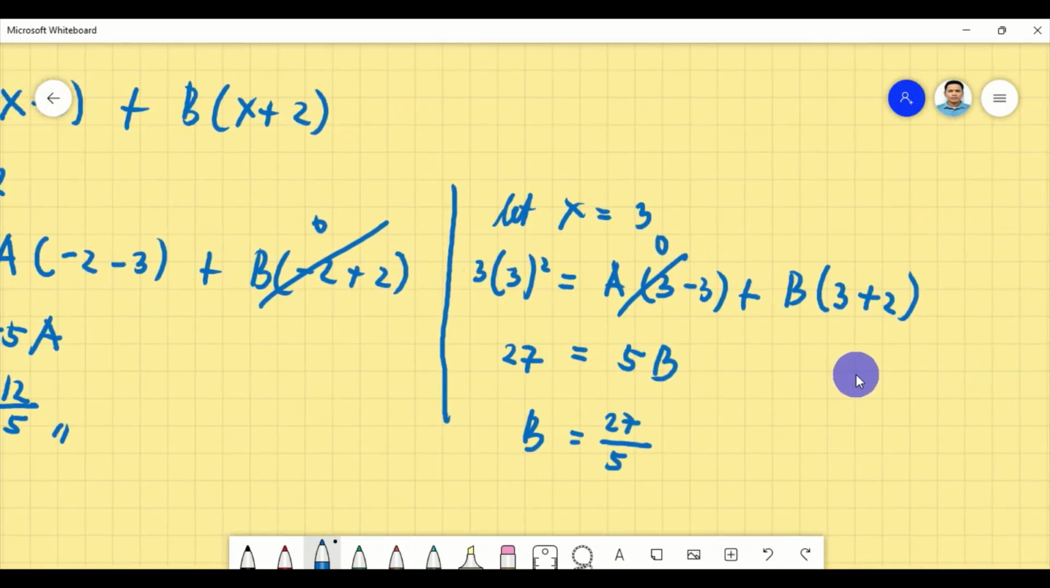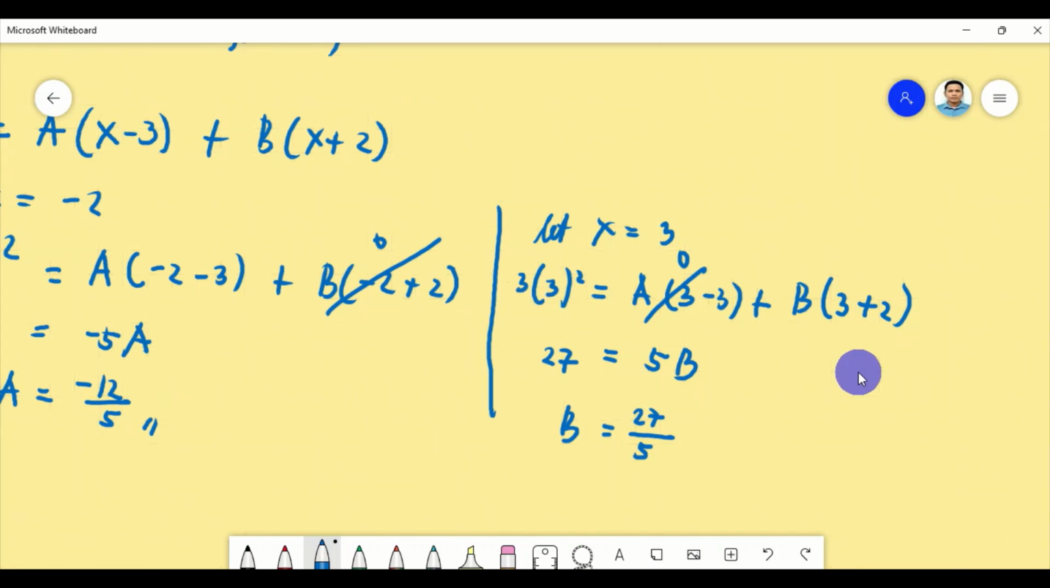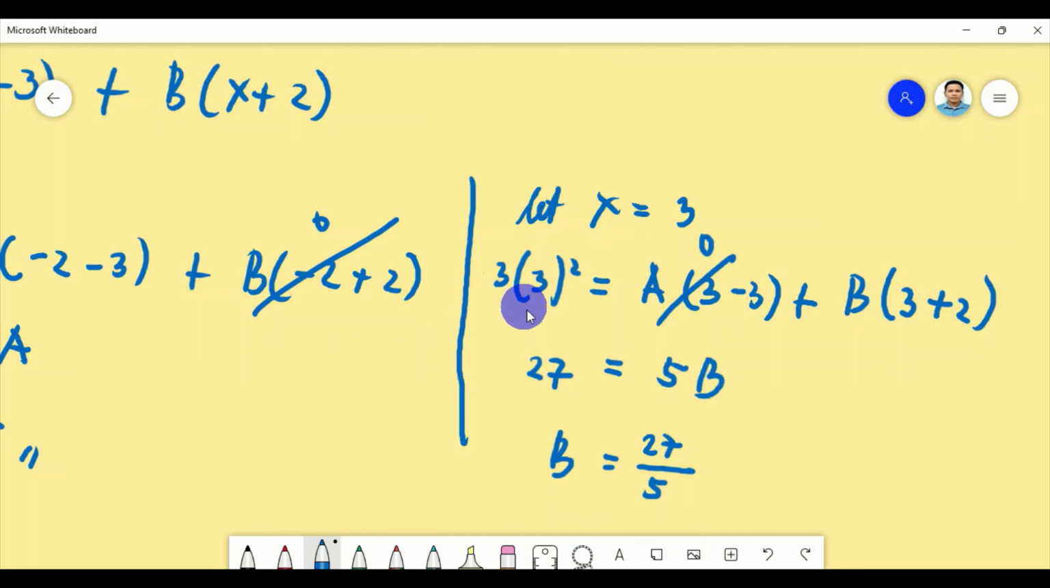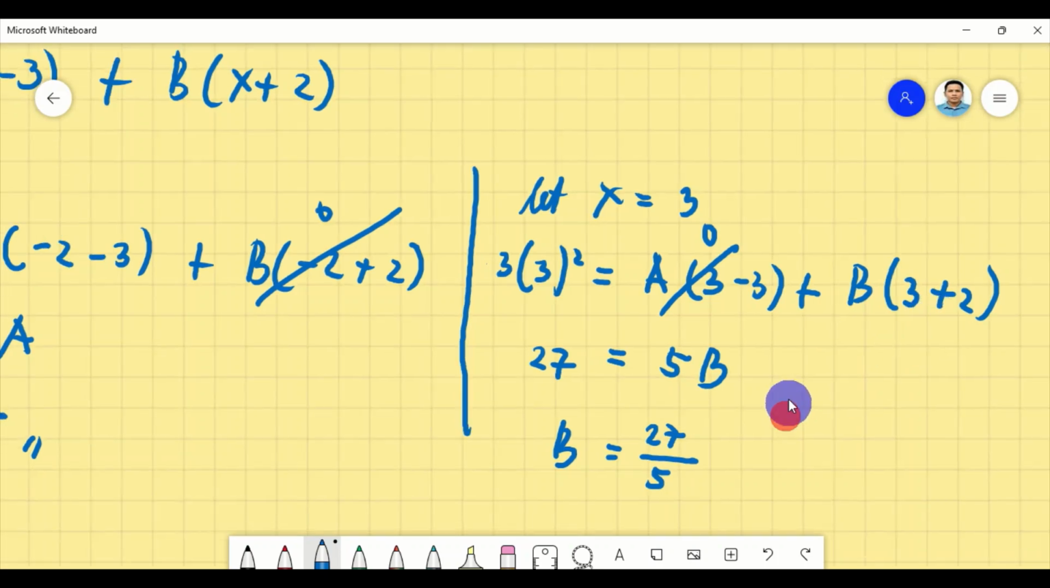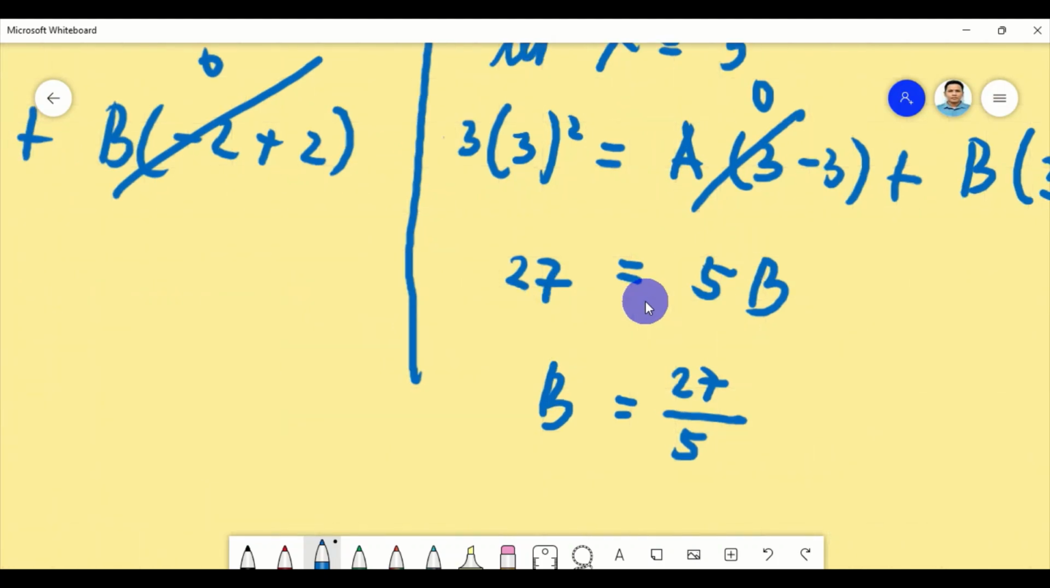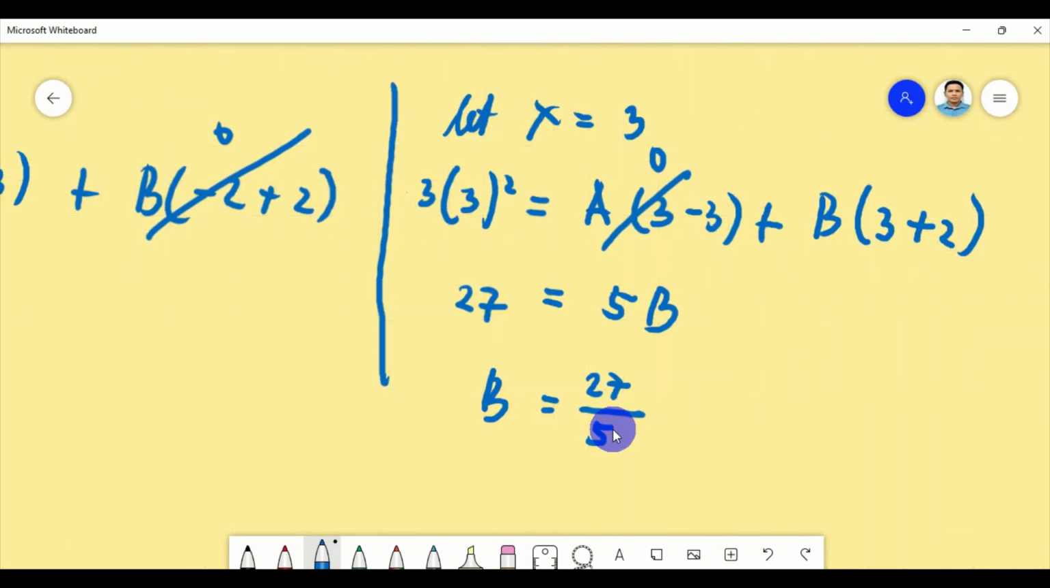Now, for the second value, you need to think of a number that will make the first expression equal to 0. So in this case, your x is equal to 3. So you have 3 times 3 raised to the second power. This is equal to A times the quantity of 3 minus 3, which is 0, plus B times the quantity of 3 plus 2. So you have the equation 27 is equal to 5B. So in this case, your B is equal to 27 over 5.